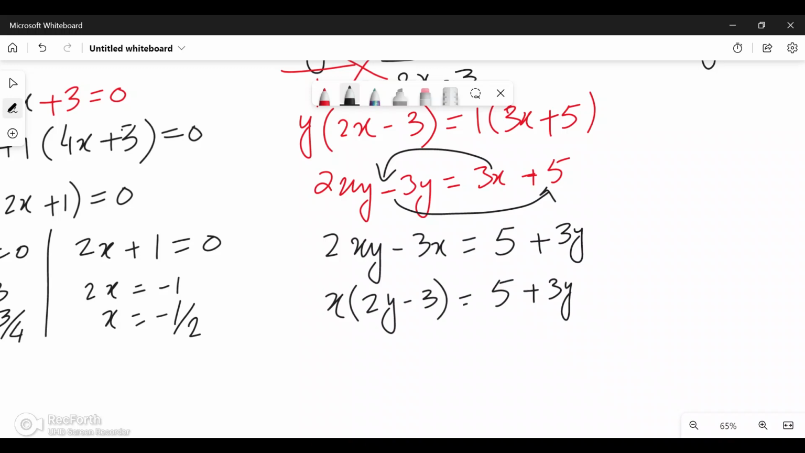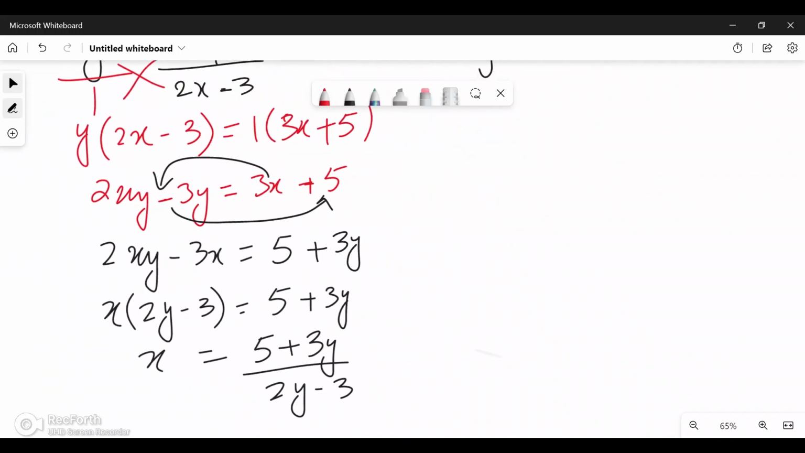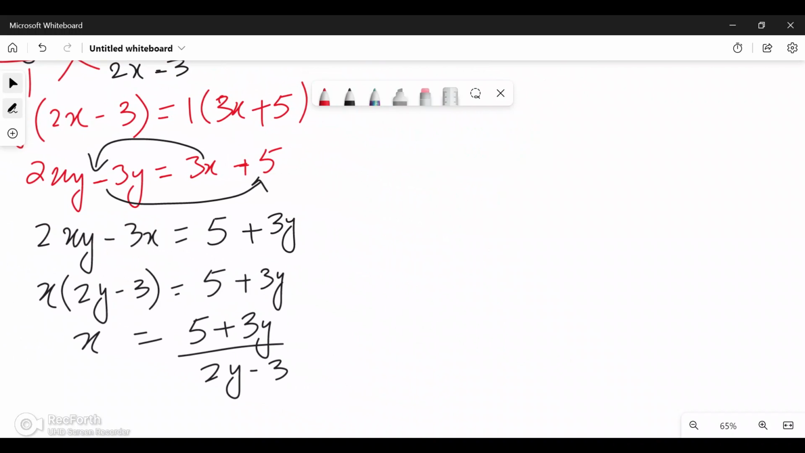So now we can isolate this x by just shifting this 2y minus 3 to the other side of the equation. As you can see, this is being multiplied with the x. On the next side, it will be divided. So x will be 5 plus 3y, whole over 2y minus 3. And here you go, x is the subject of the formula. I hope you got the question as well.